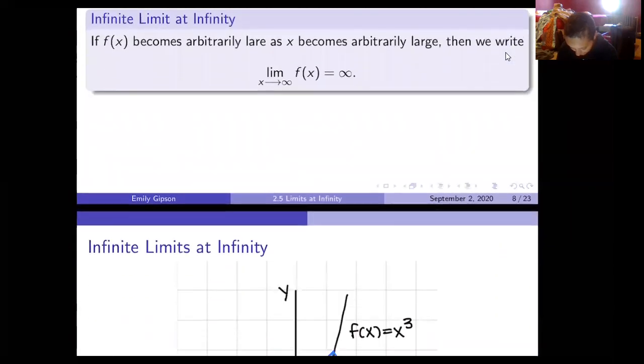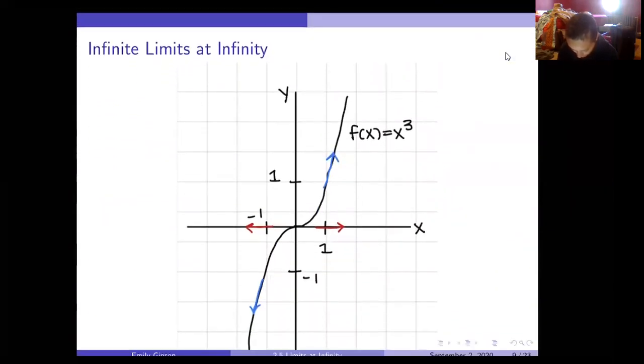So let's take a gander at what this might look like. Here I've got the graph of f of x equals x cubed. And it's pretty easy to see that as we increase x towards positive infinity, our function is going to shoot up towards positive infinity. And because this is a cubed function, as we decrease x towards negative infinity, our function is going to decrease towards negative infinity. So that's just a quick little intro for that one.